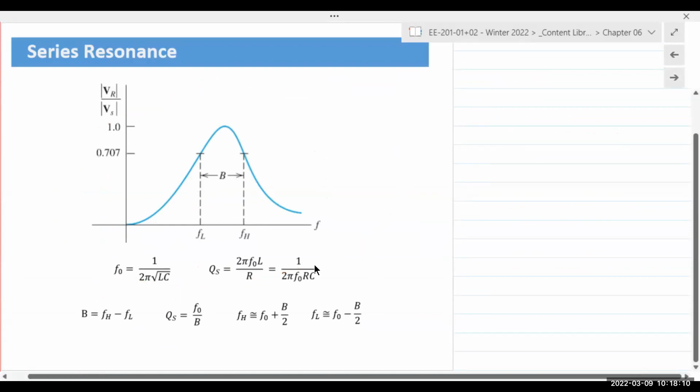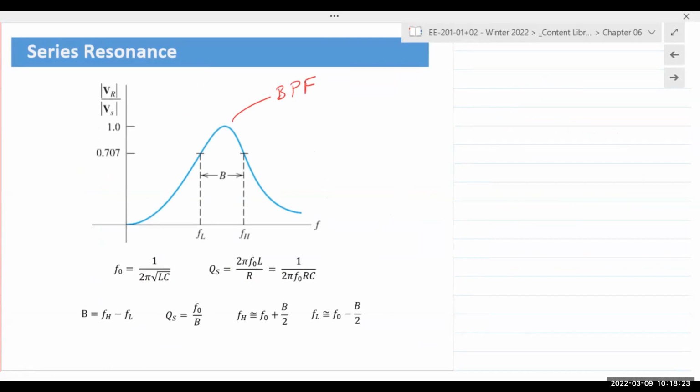And that brings us to why we're interested in this, because this is the characteristic of a band pass filter. It has a band of frequencies that are allowed to pass through. Everything else is blocked.